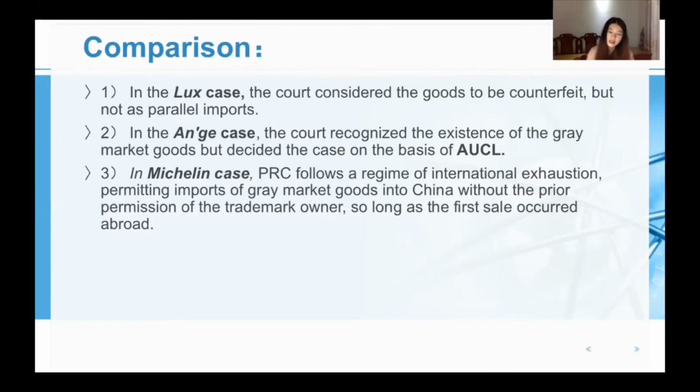This case is considered to be the clearest indication that the PRC follows a regime of international exhaustion, permitting imports of grey market goods into China without the prior permission of the trademark owner, so long as the first sale occurred abroad.